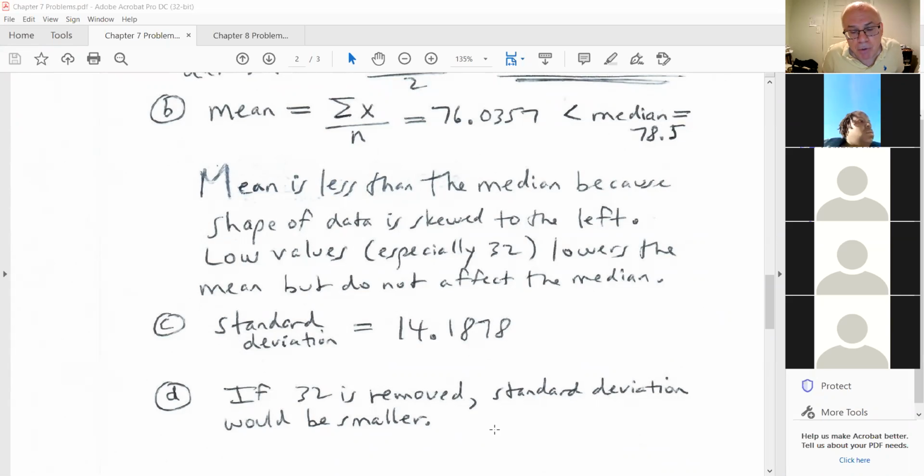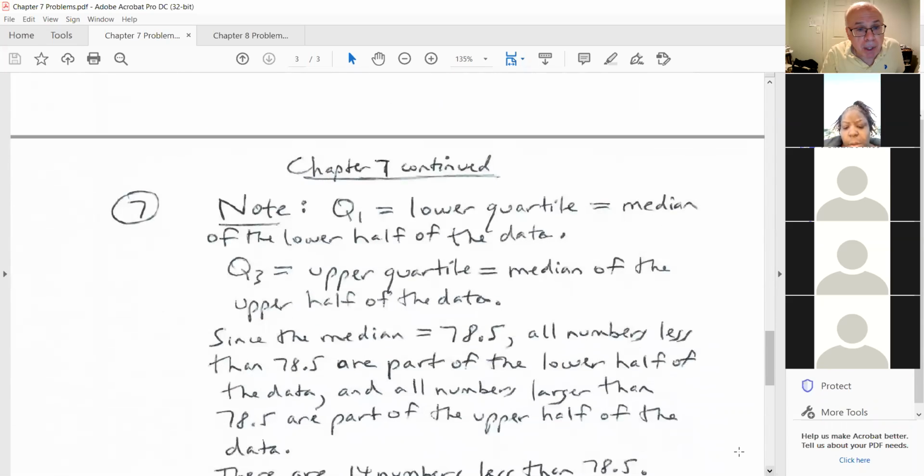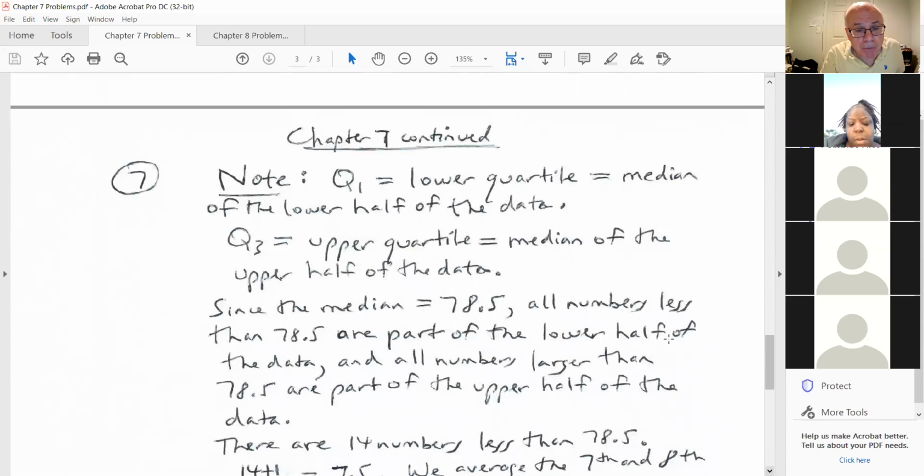So when the 32 is removed, the spread of the data set becomes smaller, and we would expect the standard deviation would also be smaller. Okay, that's what they're referring to there. And then number 7 is asking about quartiles. Okay, what are the quartiles?